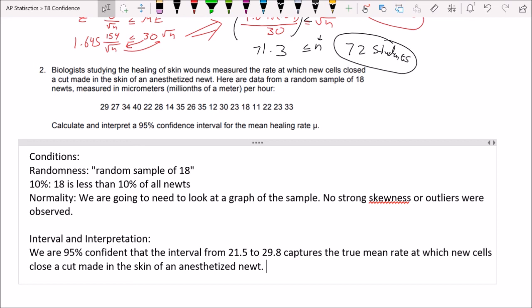So we now know how to make a confidence interval for a mean and how to find sample sizes, and we even know how to do it in the calculator using data, not even finding the statistics ourselves.